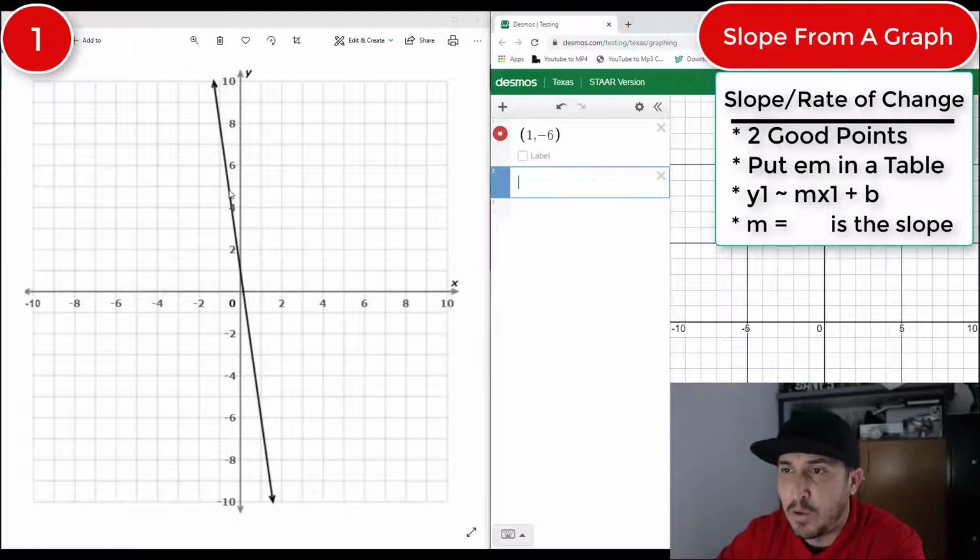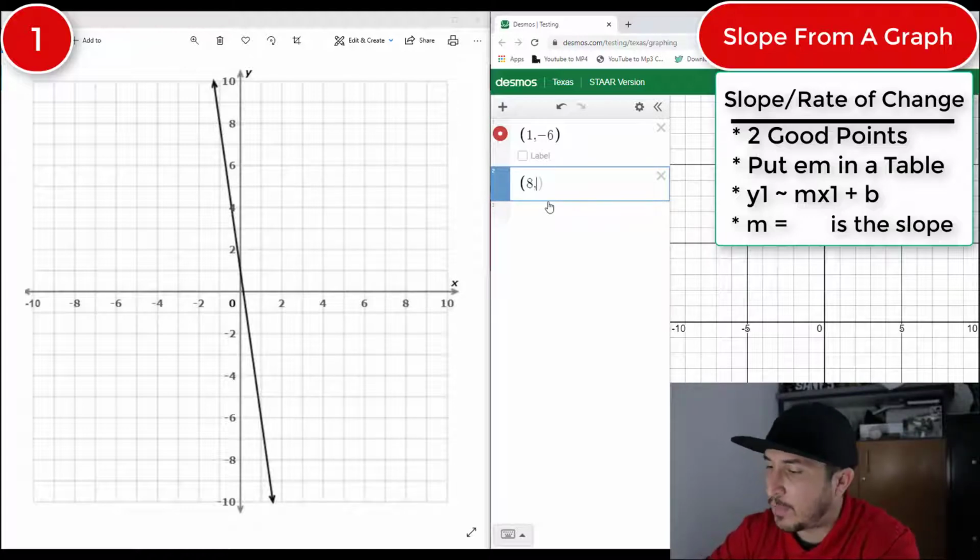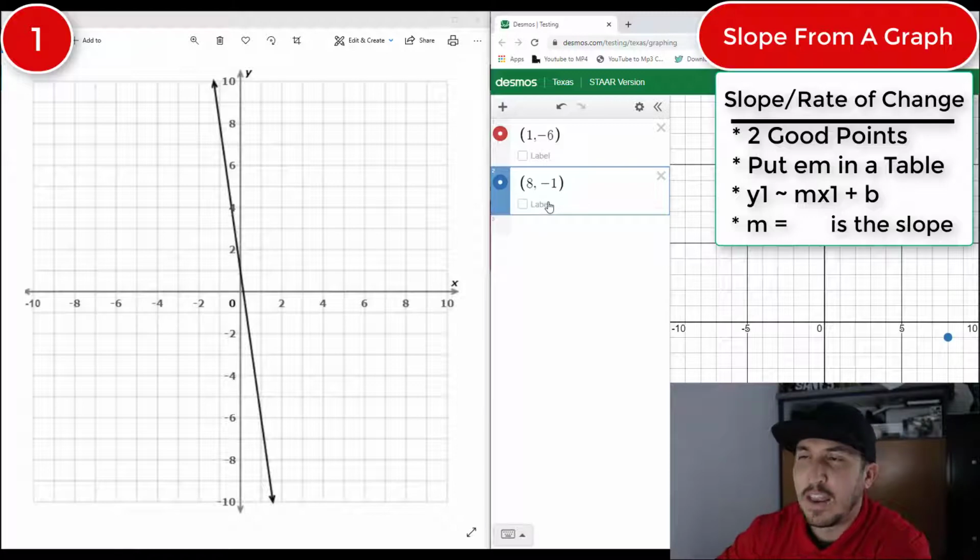No, he's just off. No, no, no, no, no, almost. Yes, this is a good point right here. He's right at the corner. He's touching right at the corner. And this guy is what? He's 8 and negative 1, right? So I'm going to write it down. I'm going to write down 8, comma, negative 1.